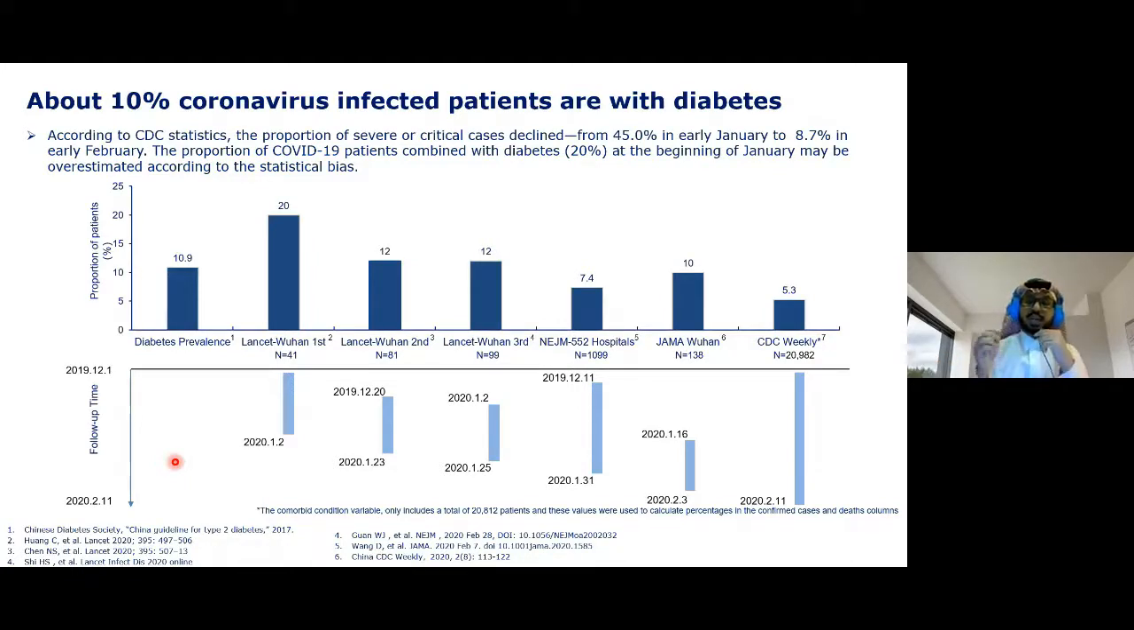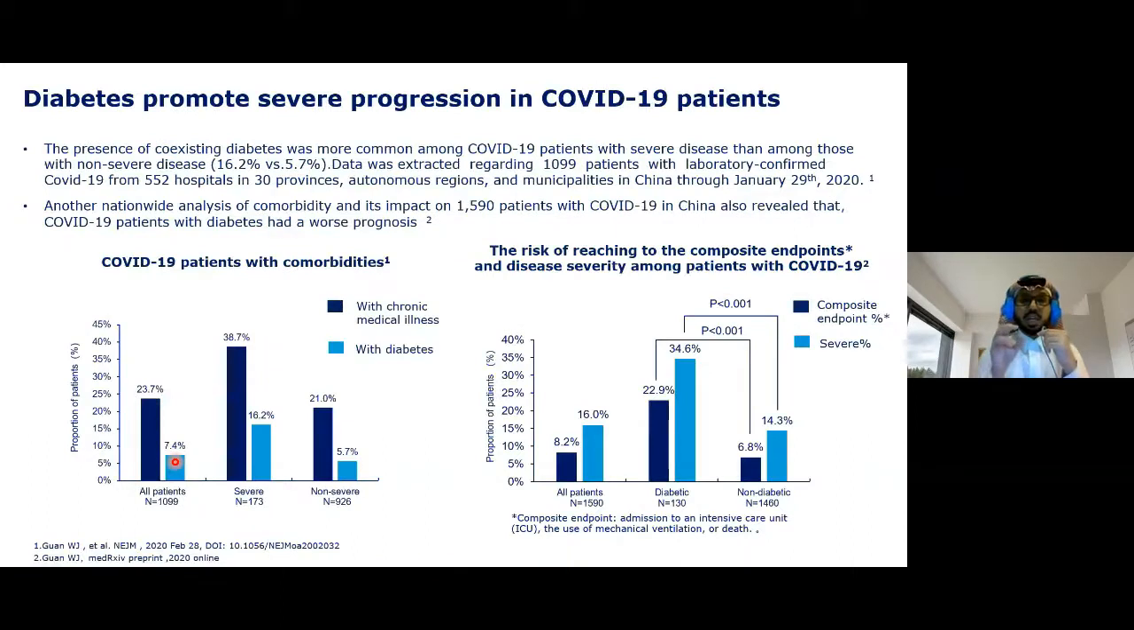Those patients with diabetes are type 2, elderly, and have other comorbidities like cardiovascular disease, hypertension, dyslipidemia, and others. So the question now is, what percentage of patients came with COVID-19 with comorbid disease like diabetes, and how many of them came with non-severe disease with chronic medical illness or diabetes? The presence of coexisting diabetes was more common in COVID-19 patients with severe disease than among those with non-severe disease. The percentage was 16% versus 5.7.